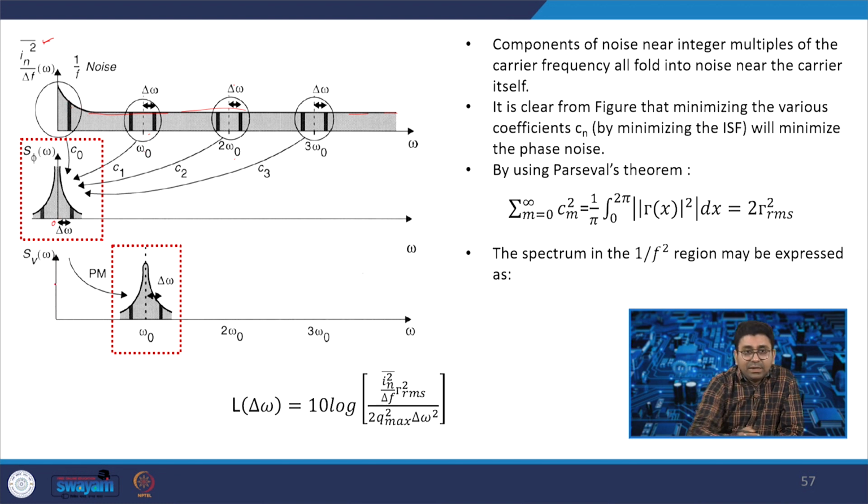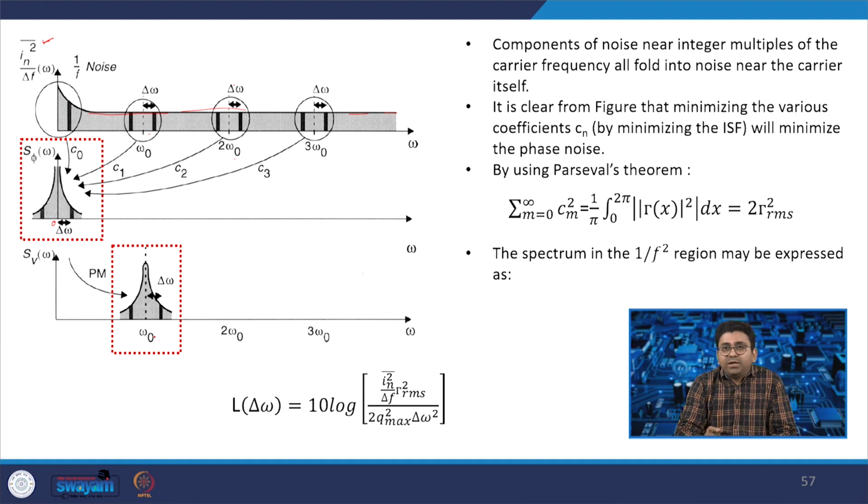Now, what is happening is that due to the phase modulation, whatever is coming at 0 will be up converted to the omega naught frequency. Because the LC tank acts as a filter, it will tune only at one frequency. So, all this noise component, which is down converted with the different amplitudes C0, C1, C2 and C3, will be up converted to omega naught by phase modulation.